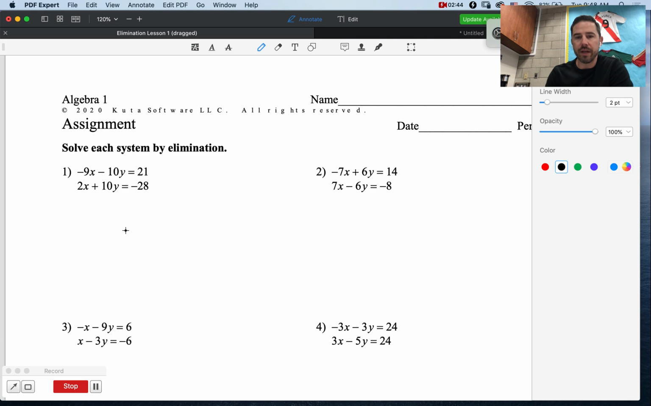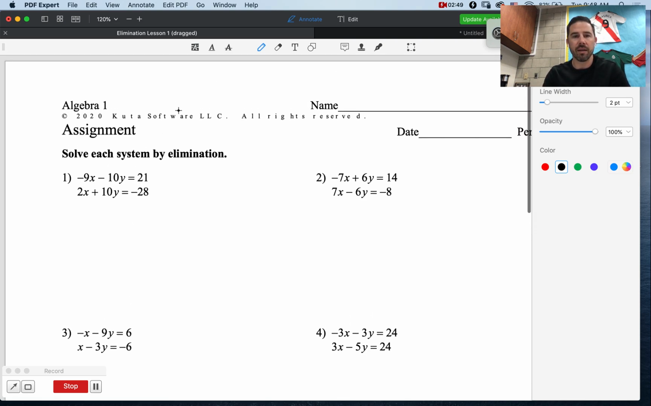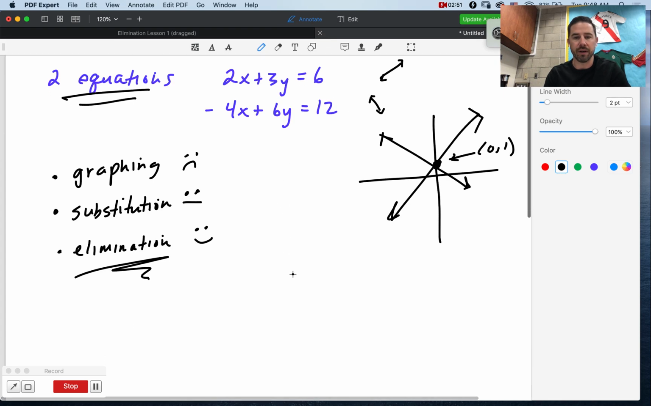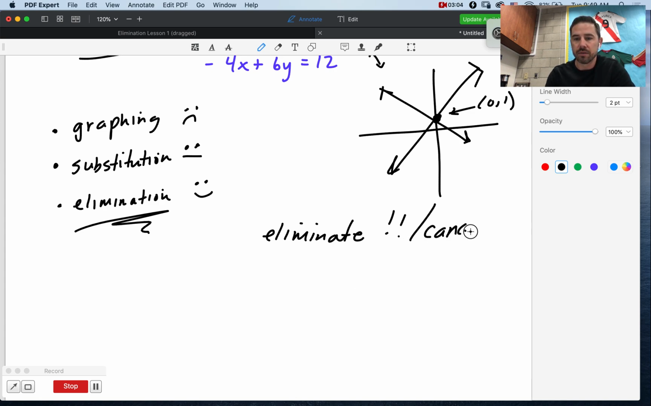So let's go over here, and hopefully you printed out these notes. What we want to do with elimination, let me bring it back over here really quickly, is we want something to eliminate. That's the root word for elimination. We want to eliminate something. We want to cancel something. That's how you eliminate it, cancel it.